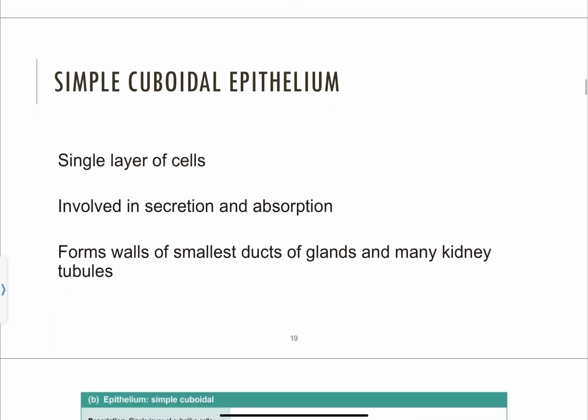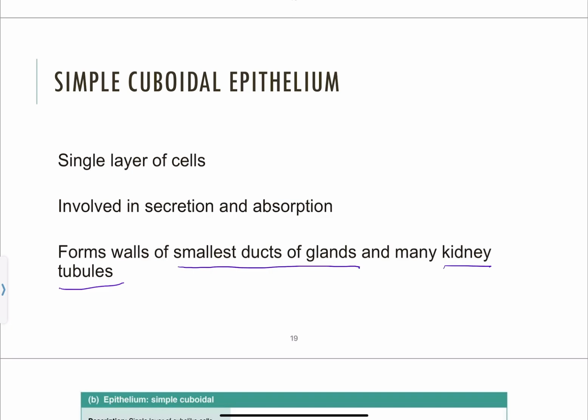The next one, simple cuboidal. Simple cuboidal typically lines ducts, so they make up the walls of small ducts and many kidney tubules. When you talk about the urinary system later on, and you actually have to find these tubules, you're always going to look for simple cuboidal going around in a ring. They're typically involved in secretion and absorption.